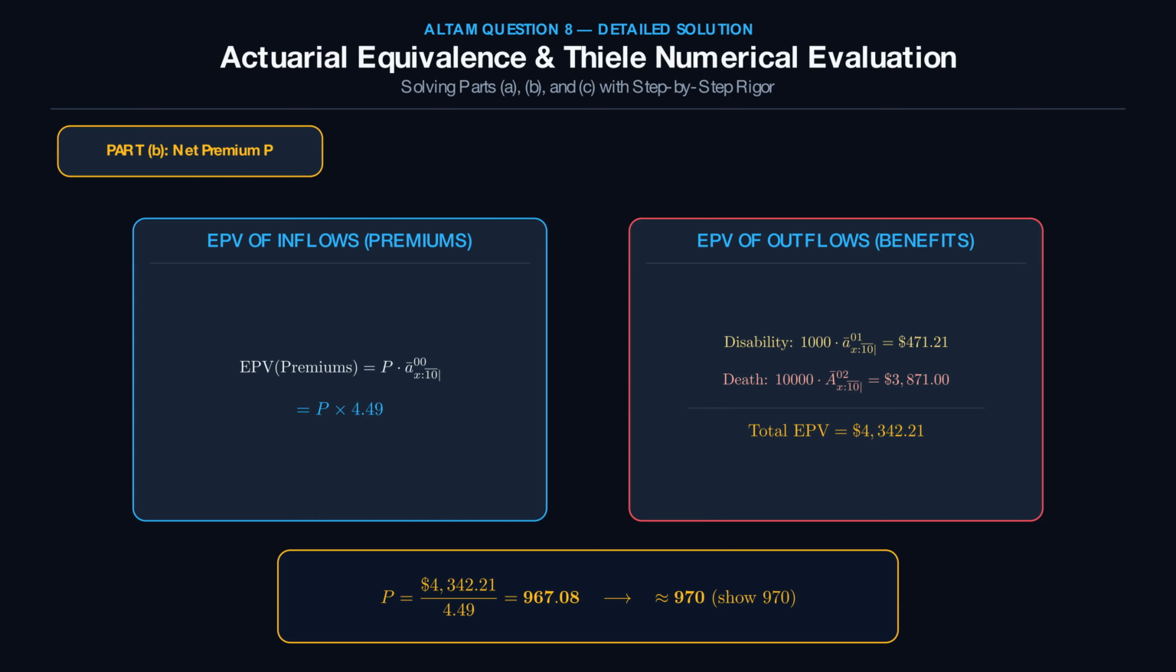Equivalence sets P times 4.49 equal to 1,000 times A bar 01 plus 10,000 times A bar 02. The net premium rate is 967. Show 970.